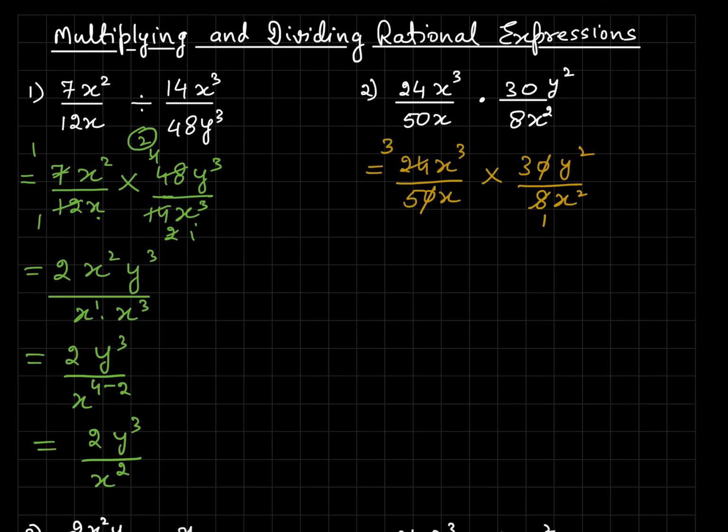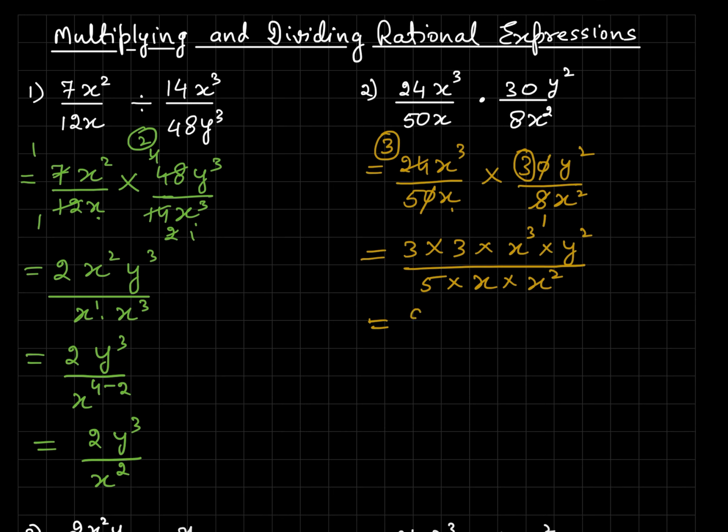So what I am left with, the numbers, this 3 and this 3. So that is 3 times 3. Then we have x cubed. Then we have y squared. And below we have 5, this x, and one more x square. So now I can simplify.